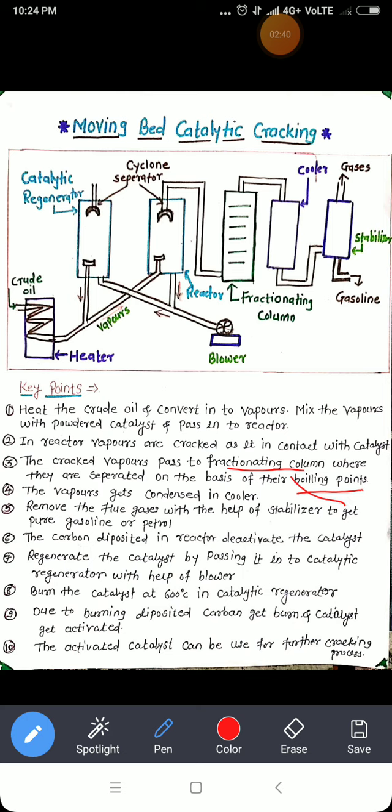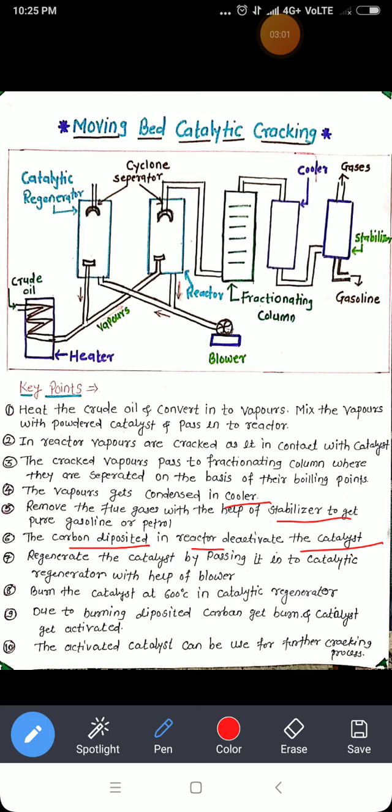Next, the vapors get condensed in a cooler, and the stabilizer's function is to remove the flue gases. Now the carbon is deposited in the reactor, so that it deactivates the catalyst.